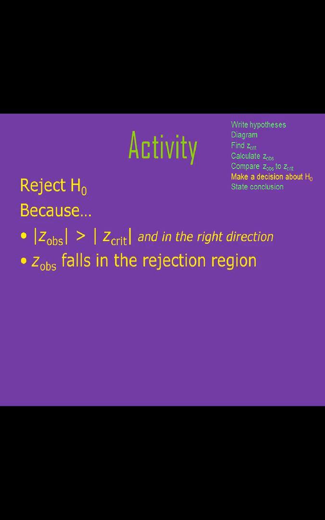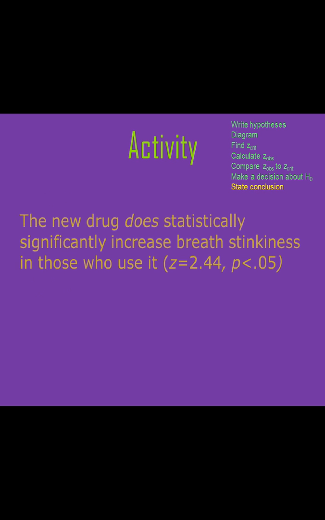So we make a decision about the null hypothesis. We reject it. There's a number of reasons we can say we reject it. There's a lot of roads to get here. Because the absolute value of z observed is greater than the absolute value of z critical and in the right direction. Because z observed falls in the rejection region. Because p is less than alpha. These are all reasons that you could say why you reject the null hypothesis. And then your conclusion would be something like, the new drug does statistically significantly increase breath stinkiness. Poor drug company. In those who use it. And then you would put this little special statistical mumbo-jumbo afterwards to tell people what they need to know.